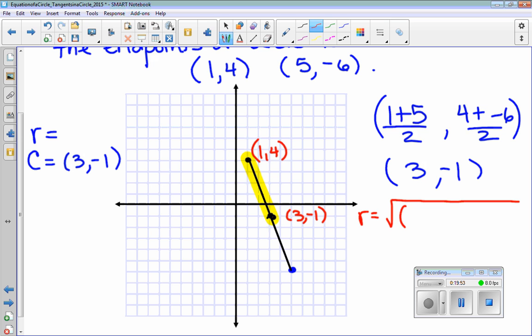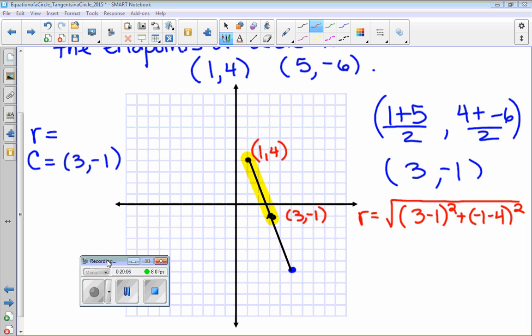So I have 3 minus 1 quantity squared plus -1 minus 4 quantity squared. Okay? So I'm going to have 2 squared plus -5 squared. 4 plus 25, which is the square root of 29.